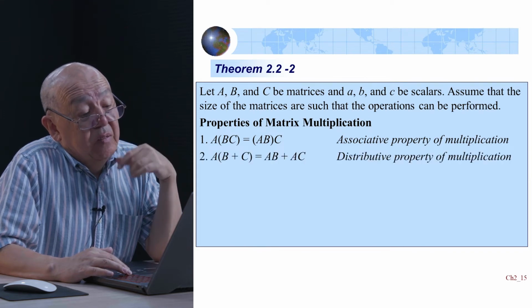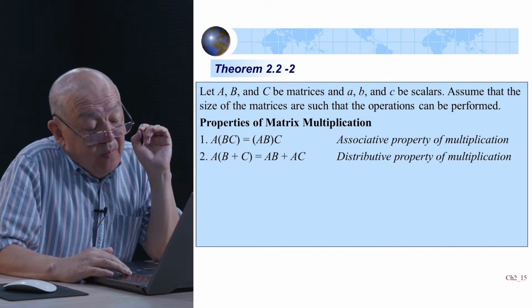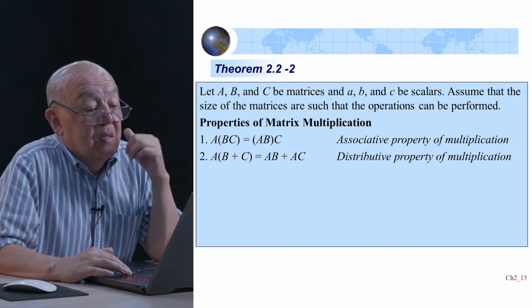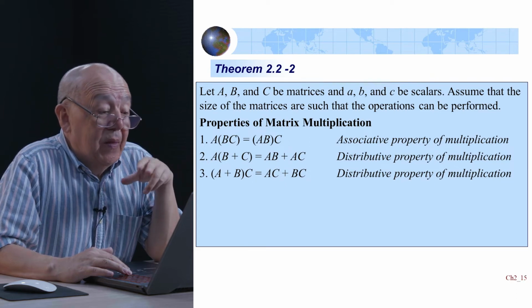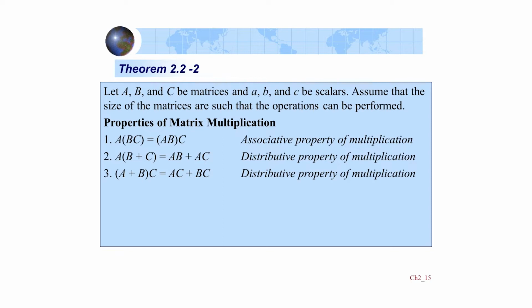Distributivity of multiplication with respect to addition. Also we should distinguish the left distributive property and the right distributive property. Why we are giving 2 and 3, you'll see again. The identity is like the number 1. It is neutral with respect to matrix multiplication.